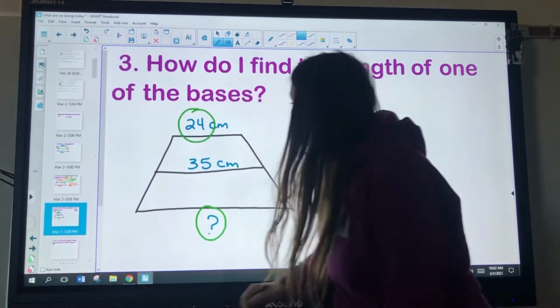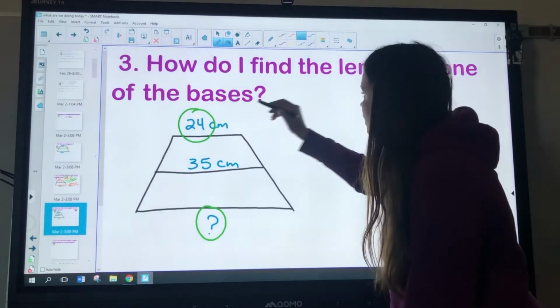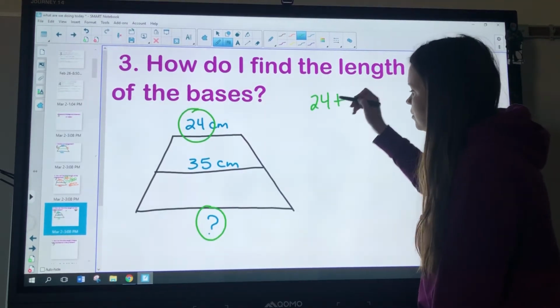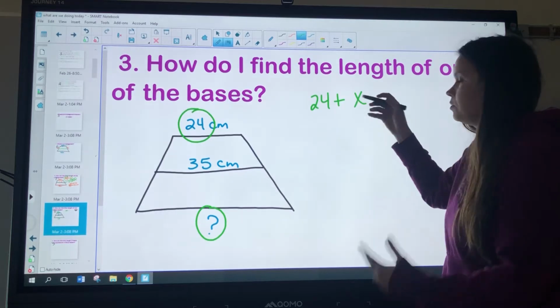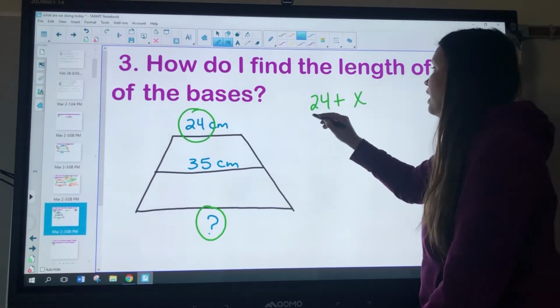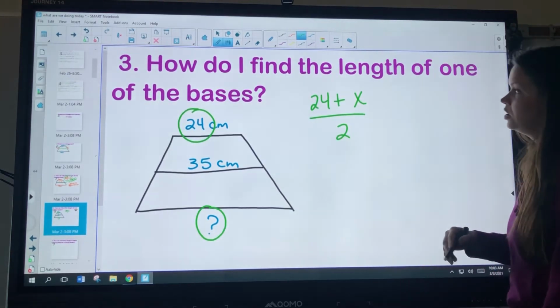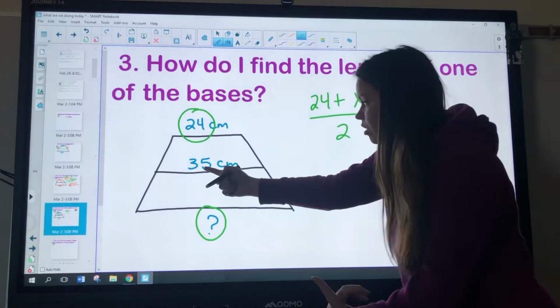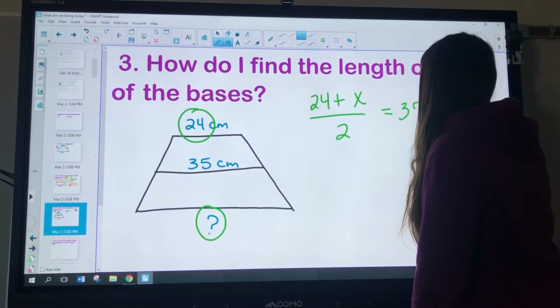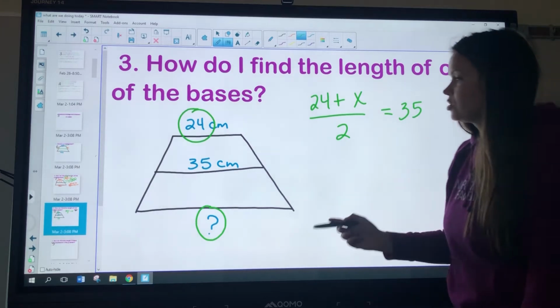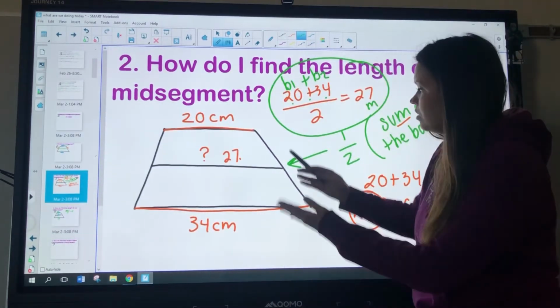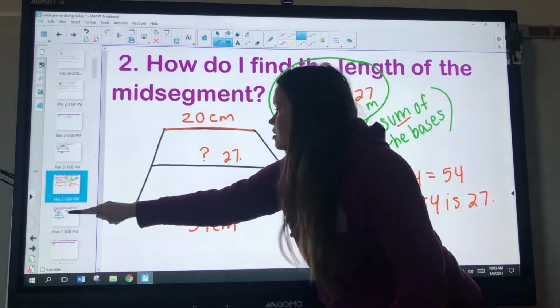So you can still put everything in those spots. Base 1 plus base 2, which I don't know, so that's my x. I know that I'm going to divide it by 2, and I know that my answer should be 35. So people that were good at algebra, this feel like you'll prefer this way. The same way you solve that one is the same way you solve this one.